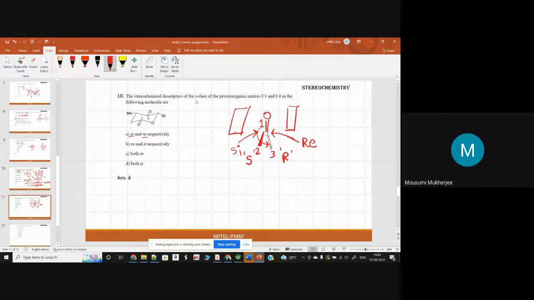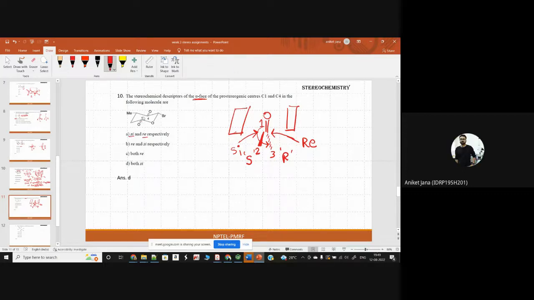Yes. Okay. So now tell me, which is the alpha face? The below one or the above one? Upper one. No, the upper one is the beta face. The lower one we call the alpha face. Okay.